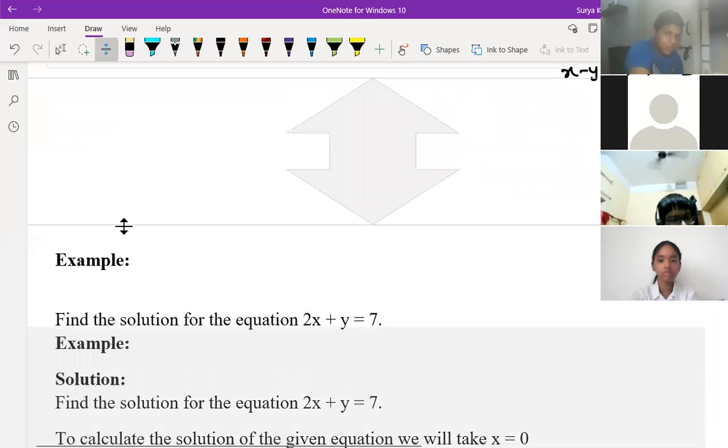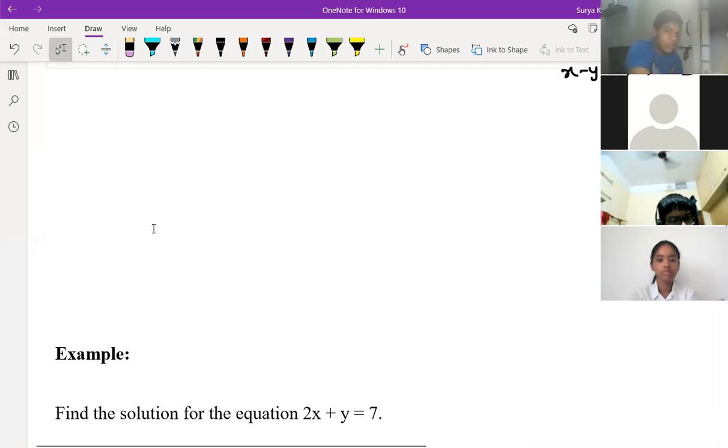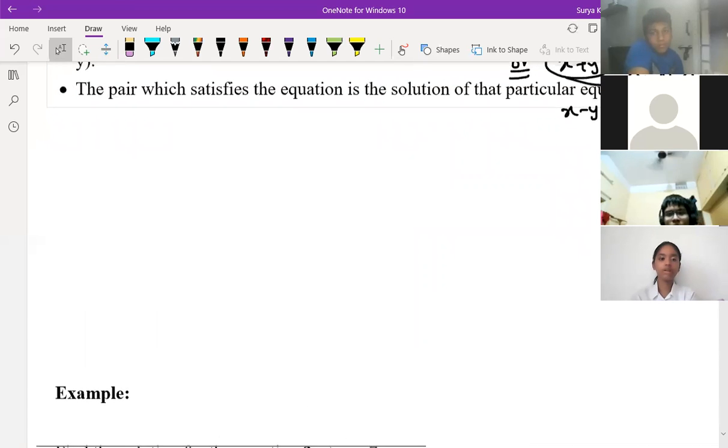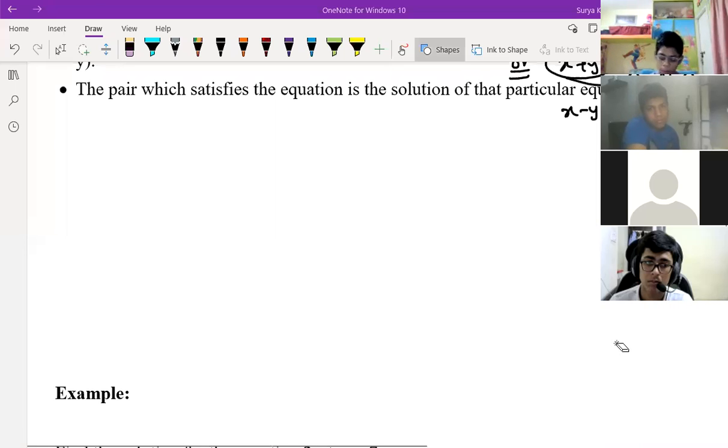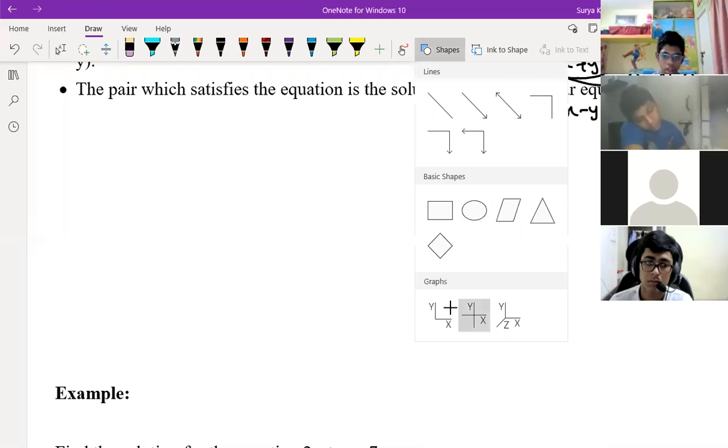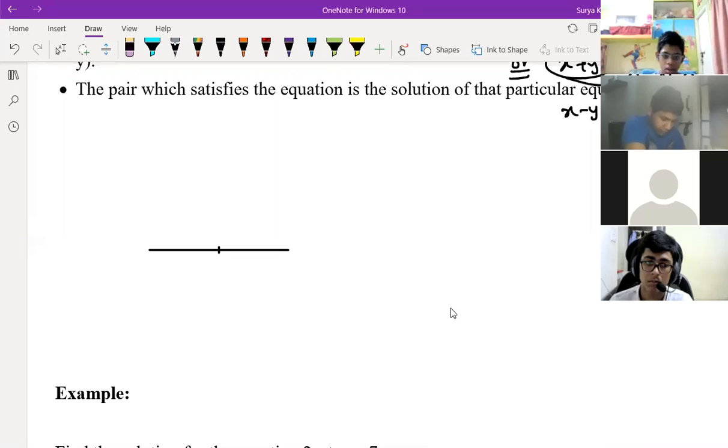Sriyanvi, you know how to draw the line on the graph? I did learn in school, so I might know. Okay, see, I'm drawing here. Share screen. So see, I'm drawing that. If you're understanding, well and good. And if you're not understanding, just tell me.